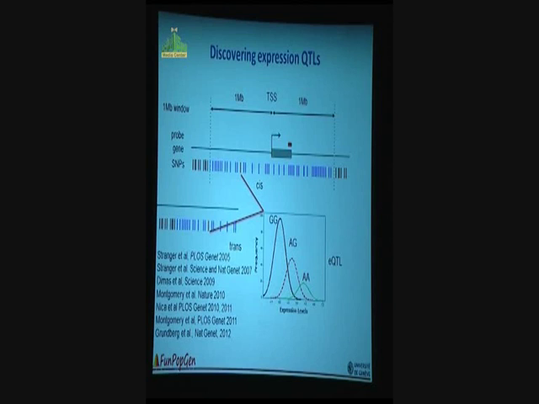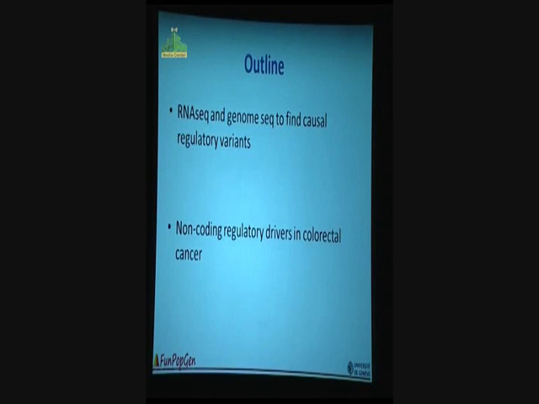Now I'm going to talk about two areas where we're going to use that kind of approach of doing genetics of gene expression in order to address two different questions.